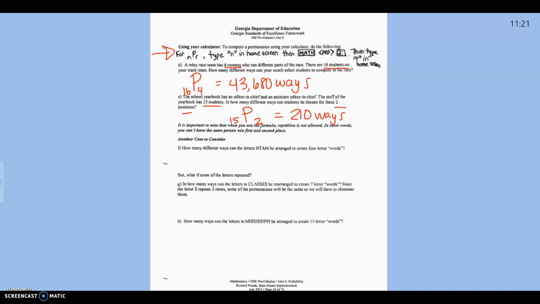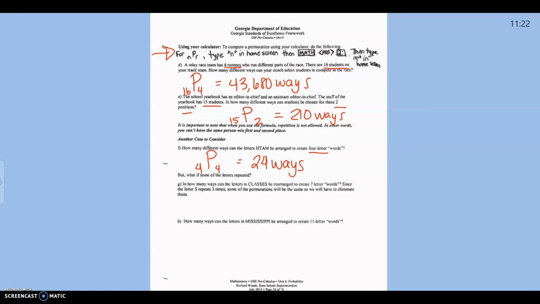Okay, so last but not least, what if we talk about words? So it's important to notice that when you use the formula, repetition is not allowed. So you can't have the same person win first, second, or third place. So here, how many different ways can the letters in math be arranged to create 4-letter words? Yeah, that's permutation, because the order does matter. You have 4 letters to choose from, and y'all, you're creating 4-letter words, so 4P4. And if you type that in your calculator, it's 24 ways.